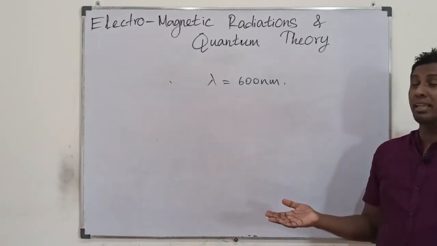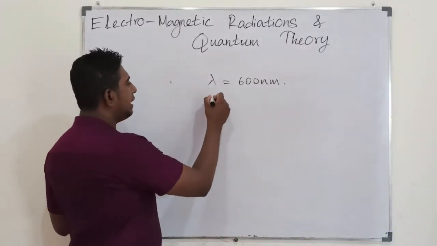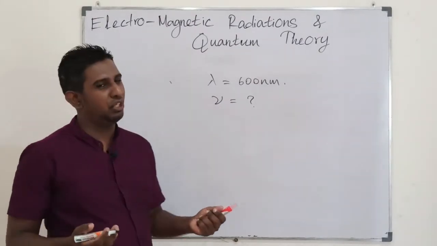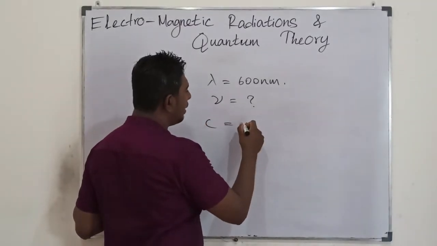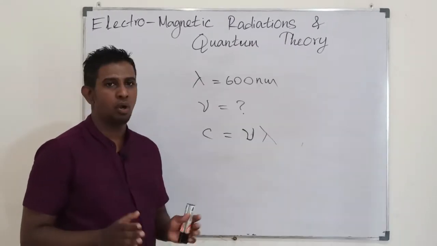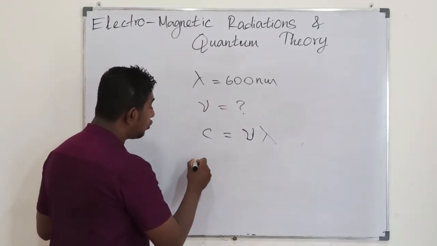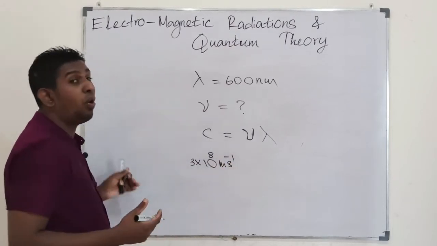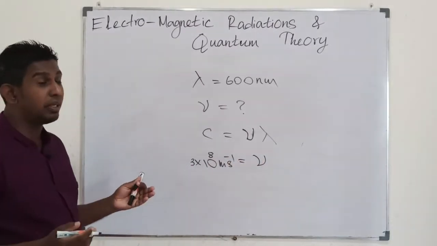Then what is the frequency of that? Giving that information, they are asking for the frequency. Students, then we need to apply the equation. The equation is velocity or speed equals nu lambda, where nu is the frequency and lambda is the wavelength. Let's substitute values here. The velocity of electromagnetic radiations is 3 into 10 to the power 8 meters per second. We all need to know that. Then what we are going to find out is nu, the frequency.